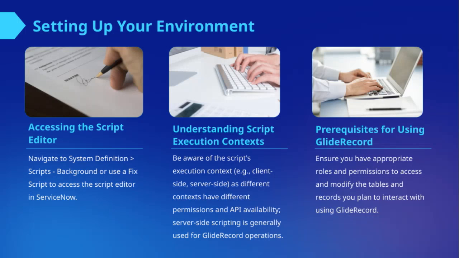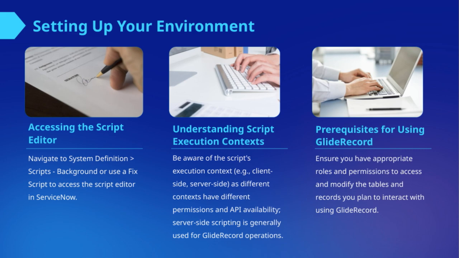All right, let's talk about setting up your environment for working with GlideRecord. First, you'll need to access the script editor. In ServiceNow, you can do this by navigating to System Definition and then selecting Scripts - Background. Alternatively, you can also use a Fix Script if you prefer. This is where all the magic happens, so it's important to know exactly where to go.